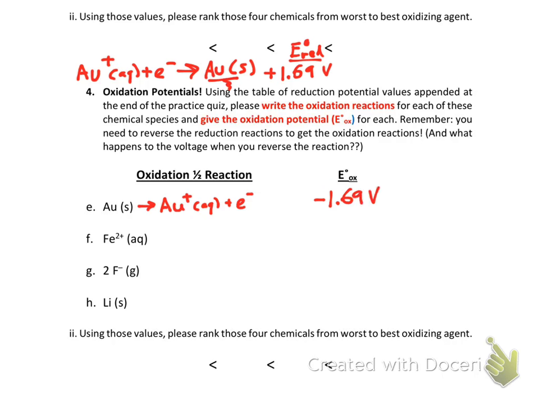Not very favorable. And this kind of matches what we know about gold. Very rarely do people complain that their gold has rusted, that their gold is oxidized, because it's very, very difficult to take electrons from gold. It takes a lot of voltage to be able to do it.